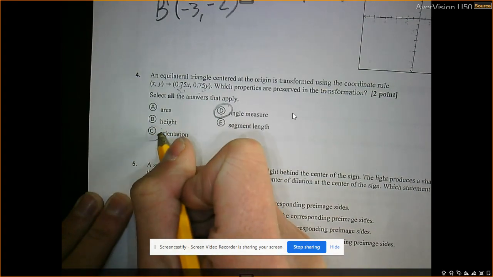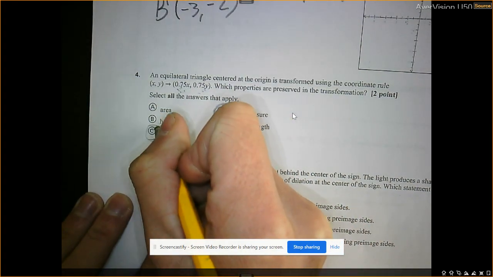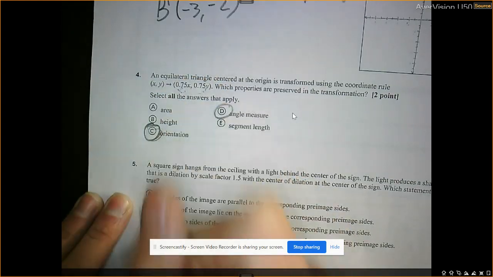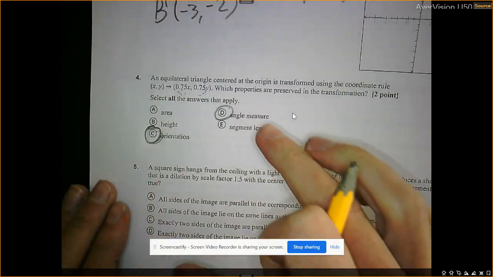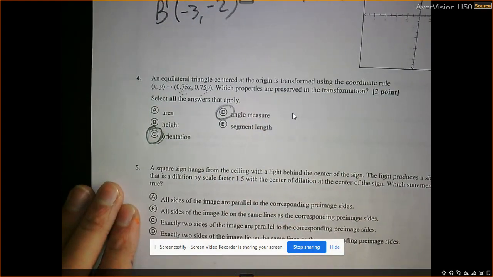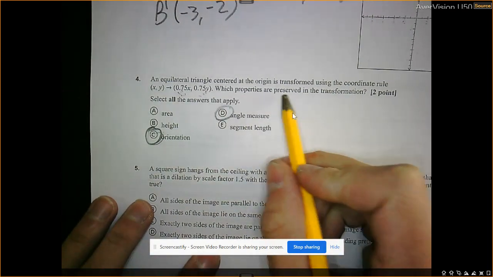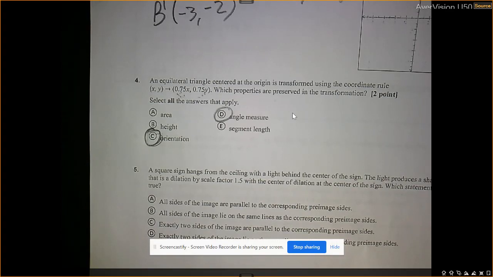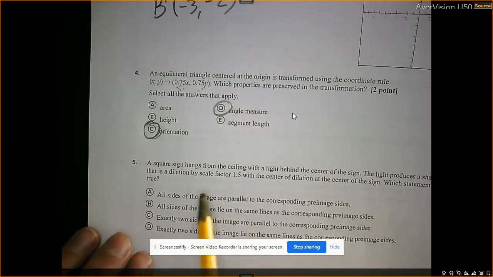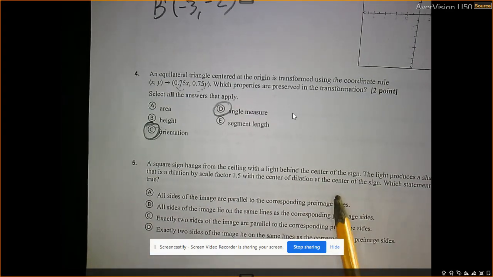But it does not change orientation. So the two that are not being changed here are your angle measure and your orientation. And that's what it means to preserve, to not change. Okay. Now a square sign hangs from the ceiling with a light behind the center of the sign.